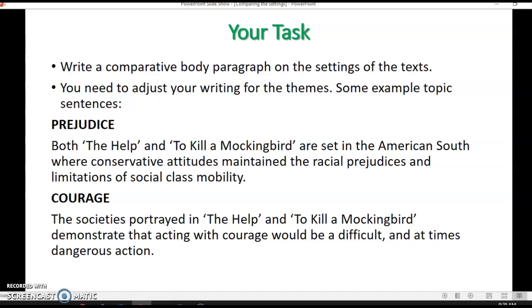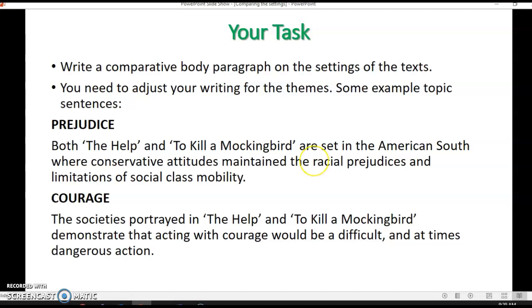Courage. The societies portrayed in The Help and To Kill a Mockingbird demonstrate that acting with courage would be difficult and at times a dangerous action. So you'd refer to the Jim Crow laws for especially Aibileen and Skeeter when you're talking about their courageous acts, and also the threat of the mob, things like that.